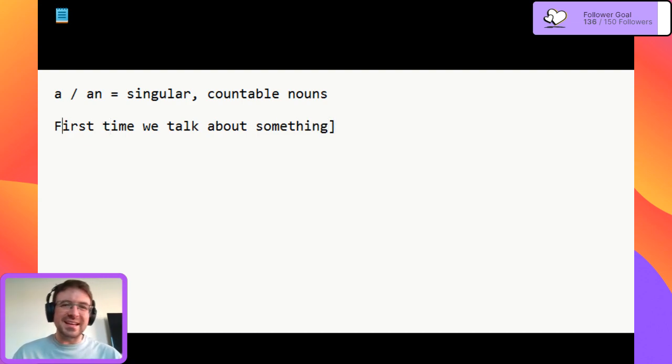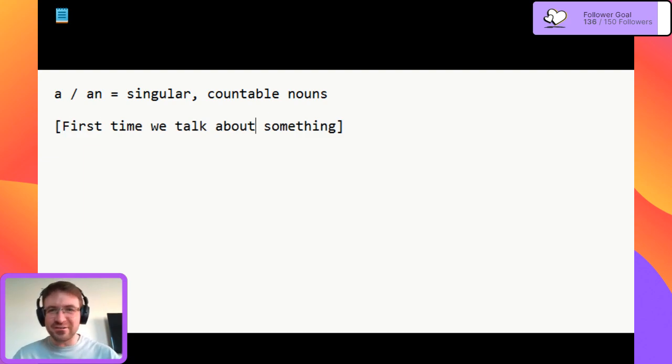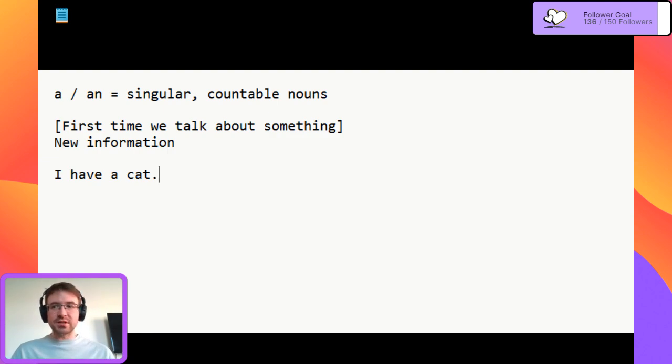This is kind of true, but not 100%. What is better is to think about this as new information. Is what I am saying new information to the person who I'm talking to? So for example, if we say, I have a cat. If we use the article a in this situation, this means that I think you do not know about this cat. You don't know that I have a cat. So in this situation, we should use the article a.